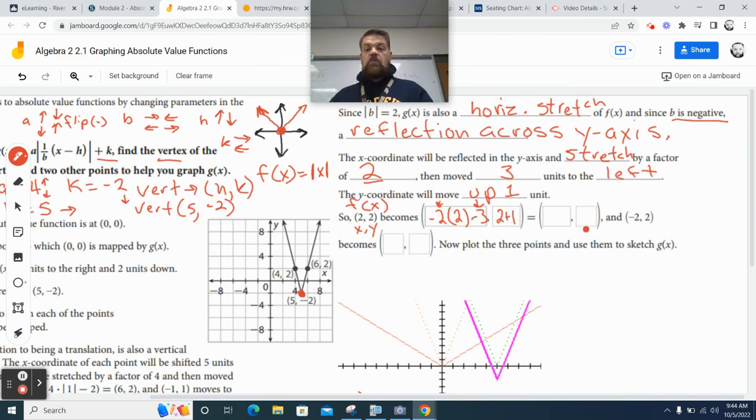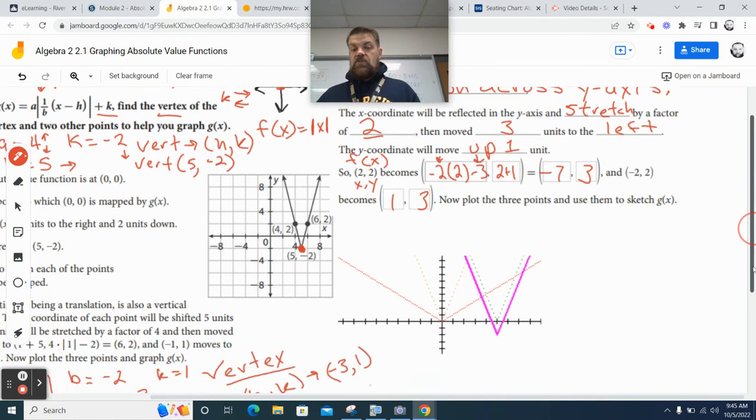So what's all the math? Well, I know this will be 3. And then negative 2 times 2 is negative 4. Plus negative 3 is negative 7. And then if we do the same thing here, negative 2 times negative 2 is positive 4. Minus 3 is 1. And then 2 plus 1 is 3. Okay.